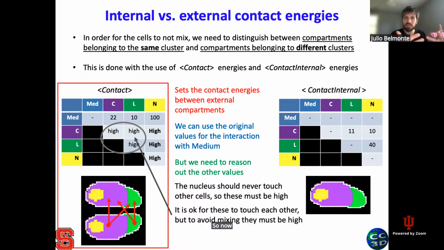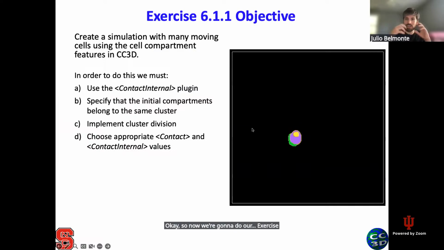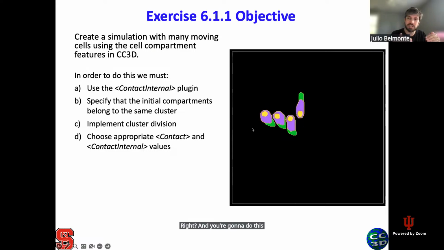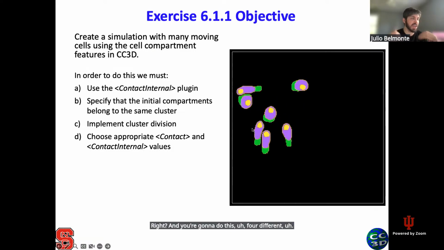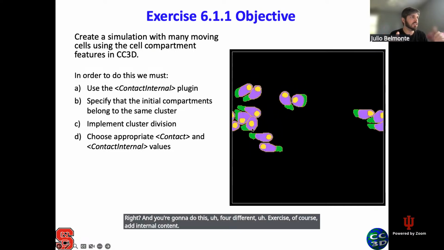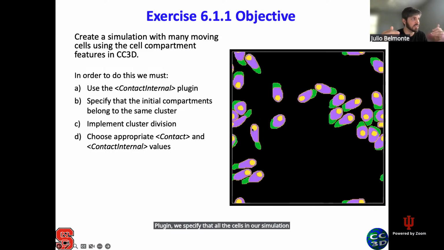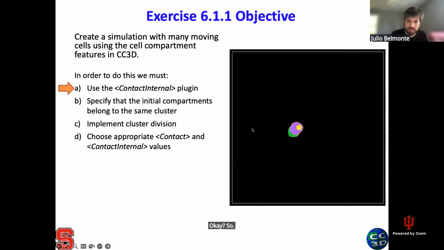So now let's go into practice. Let's now start to change the code. Okay, so now we're going to do our exercise. We're going to grab the file that you already have, right? And you're going to do these 4 different exercises. First, add the internal contact plugin. Specify that all the cells in your simulation belong to the same cluster. Add cluster division. And go again back to the internal and external contact energies, and make appropriate choices for them. Okay. So let's start with the first one.